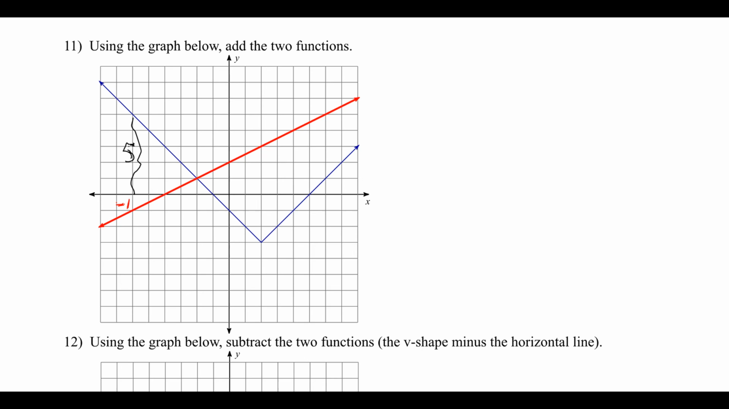This problem says add the two functions. So at this X value right here, this value is 5, this is the Y value, and the other Y value is -1. If I add those two numbers together, I get 4. So 4, let's do green. So 4 is going to be the new function. So right here.